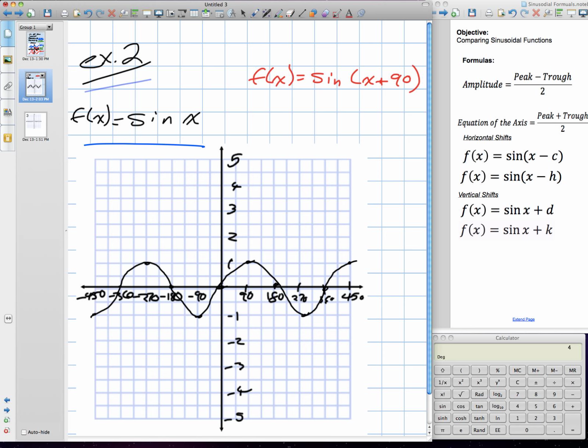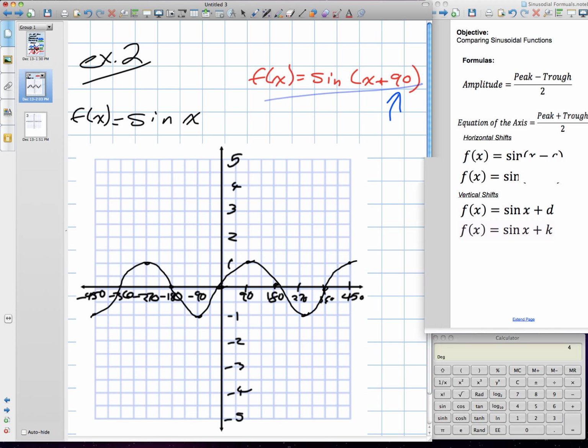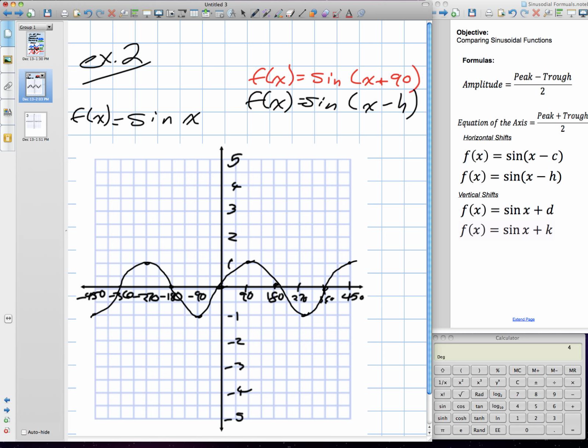All right, next question. Example number 2. Again, we've drawn the original sine x, okay? Here's our wave. I know it's not perfect. This is a rough estimate of it. In our red example, we need to relate this to one of the graphs. Are we dealing with an h or a k in this one? That's an h. Okay. So move that 90 over.